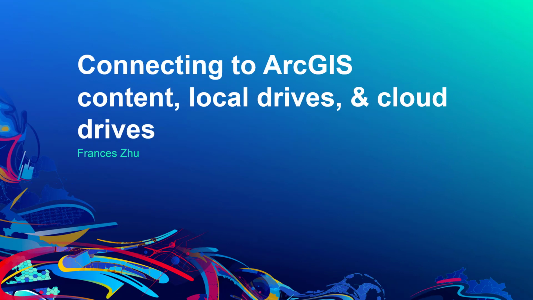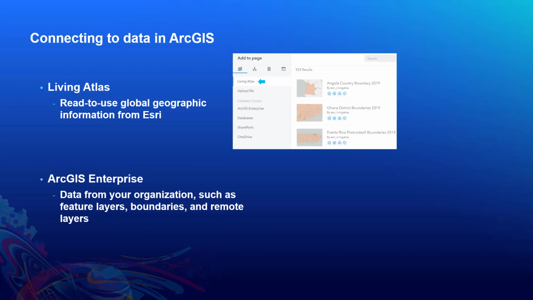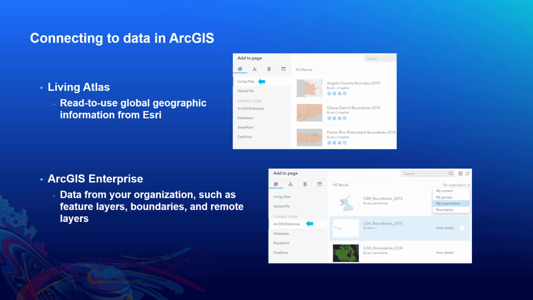Now let's start with connecting to ArcGIS content, local drives, and cloud drives. In the Insights workbook, Add to Page dialog, you can see a list of data sources. Living Atlas contains ready-to-use global geographic information from Esri. ArcGIS Enterprise contains data from your organization, such as feature layers, boundaries, and remote layers. You can search the content by switching group here.